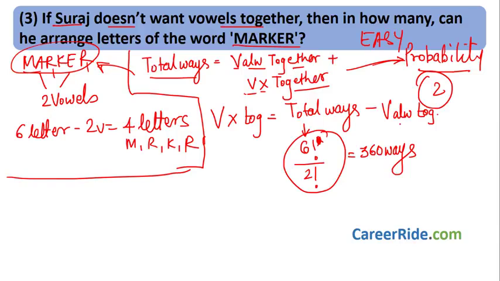Now let us find out the total number of ways in which the vowels are always together. This is like the sum number 2 which we have seen, right? So vowels are always together. How to find vowels are always together?